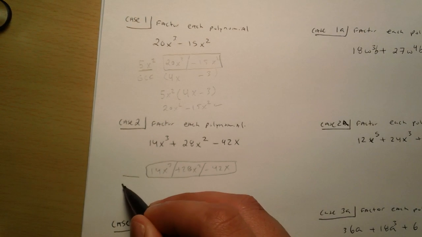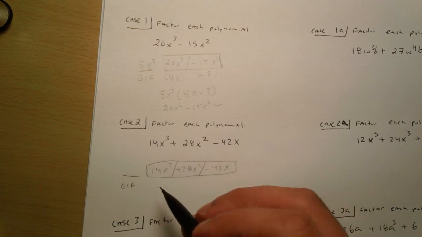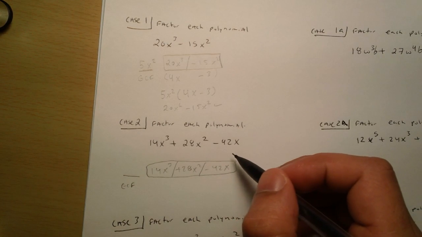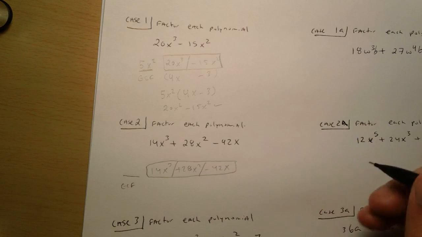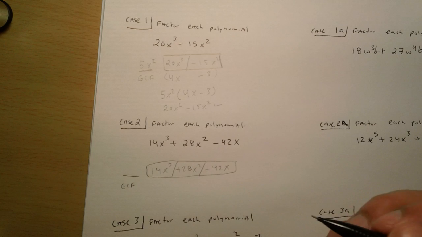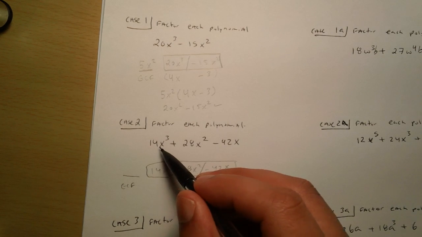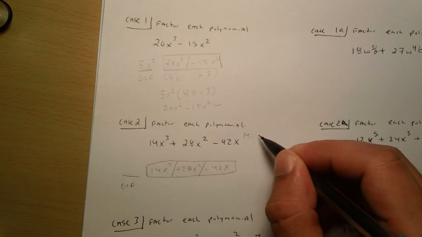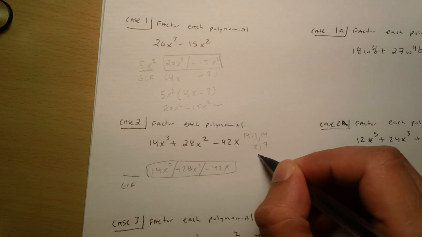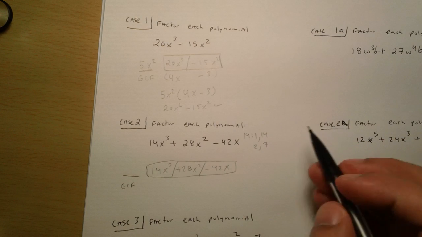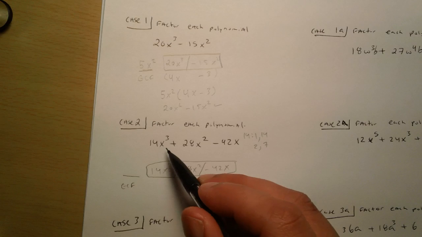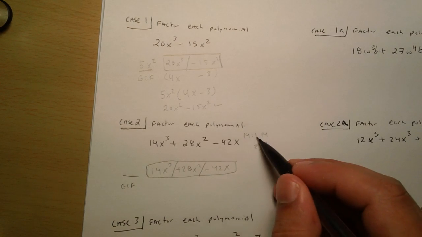GCF. You should know how to find the GCF of 14, 28, and 42. If you're having problems finding the GCF between numbers, look at the smallest number and find all the factors of it. So 1, 14, 2, 7, that should be it. Looking at these factors, which one fits into all three numbers that we have? Does 1 fit into it?